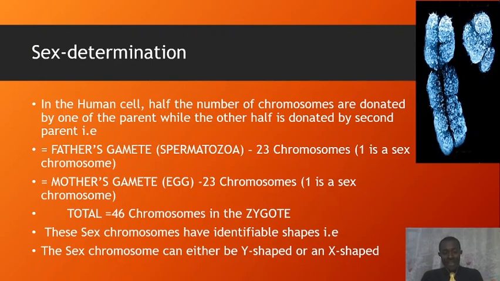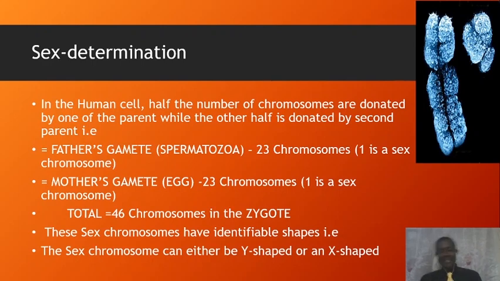So the father's gametes has 23 chromosomes, and out of that 23 chromosomes donated by the father's spermatozoa, one chromosome there is a sex-determining chromosome. Just one out of the 23. Now, for the mother's gametes, she also donated 23 chromosomes in her own egg. Out of that 23 chromosomes that the mother donated in her egg, one is a sex-determining chromosome. As you can see on your screen, one determines it.